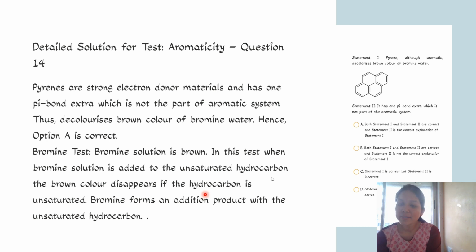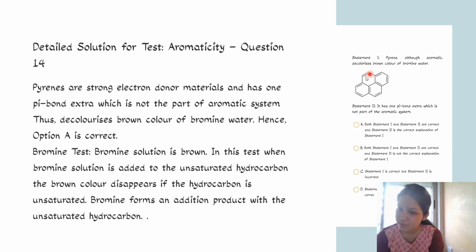So what happens in the case of pyrene? Yes, this is an aromatic system, but one double bond in the pyrene molecule, which is this one, does not participate in aromaticity. The pi bonds are located in these three rings.